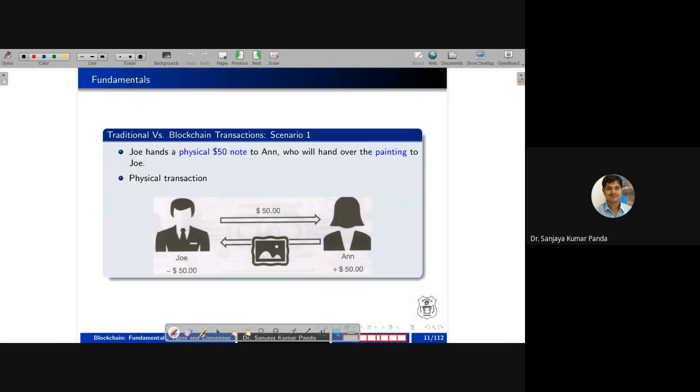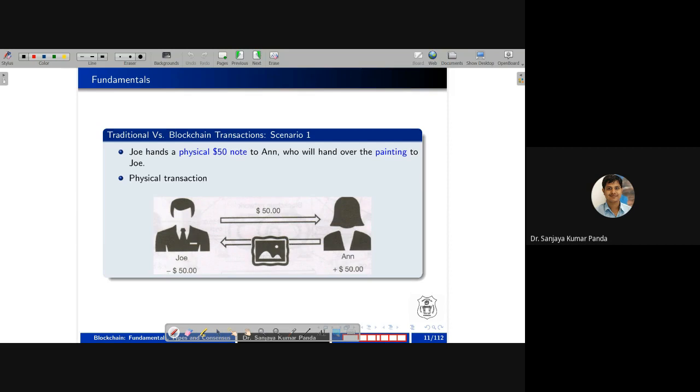Now, let us see the difference between the traditional way of transaction and blockchain-based transactions. We'll see three different scenarios through which you will see the basic difference between the traditional transaction and the blockchain-based transaction. Here I have taken two users, one is Joy, another is Anne. Joy wants to purchase a painting from Anne. So he visited the store of Anne and handed over a physical $50 note to Anne, and Anne provided the painting to Joy.